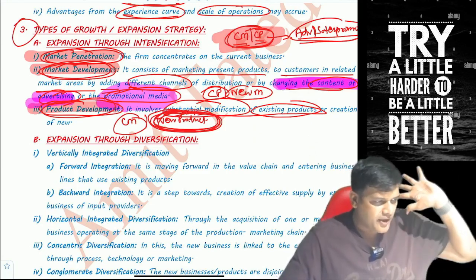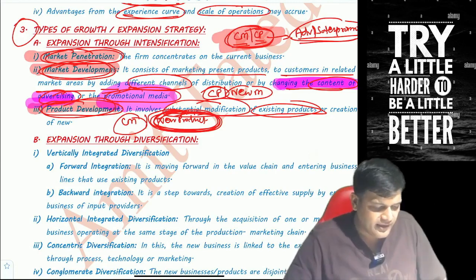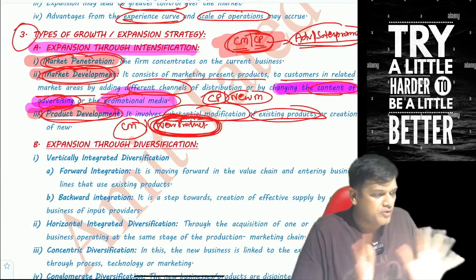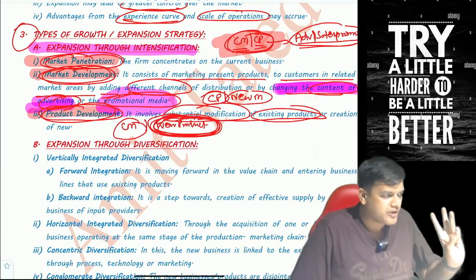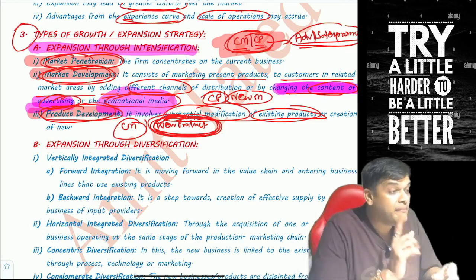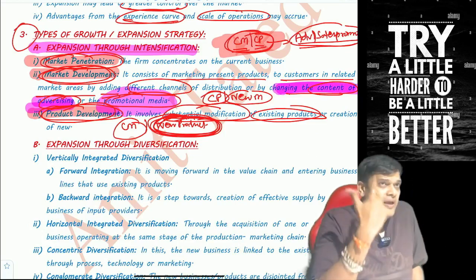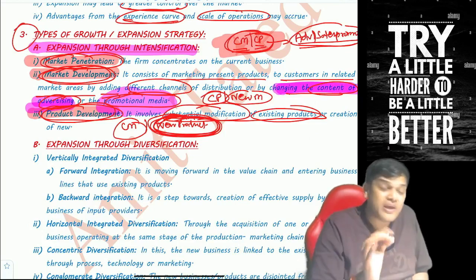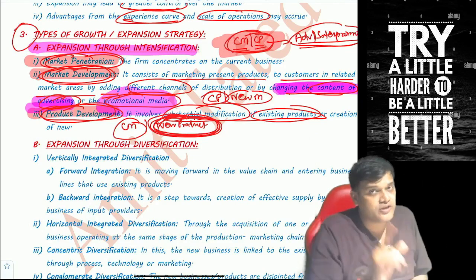So what are the 3 points we have discussed today? I do think now expansion through intensification is very clear at everybody's end. What are the 3 intensification strategies? Market penetration, market development, and product development. The confusion part is market development, so make it clear. Probably I may start chapter 5 tomorrow. This will be the base for chapter 5.